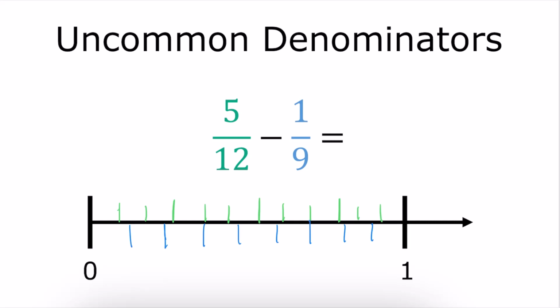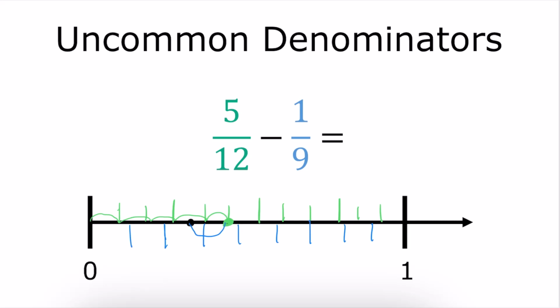And if I go to 5/12, I'm going to go 1, 2, 3, 4, 5. That's this point right here. And I want to subtract 1/9. So I know that I'm going to end up about right here, because if I subtract 1/9 and I go back to here, I know I'm going to end up there, but that doesn't even have a tick mark on it. I know that's about where I should end up, but I don't know what that point is.